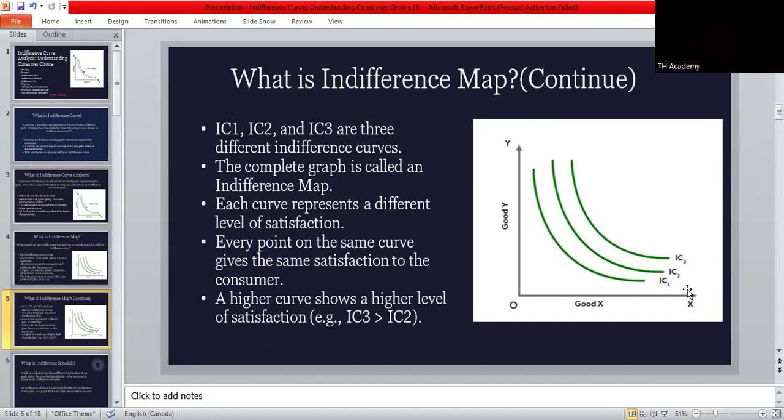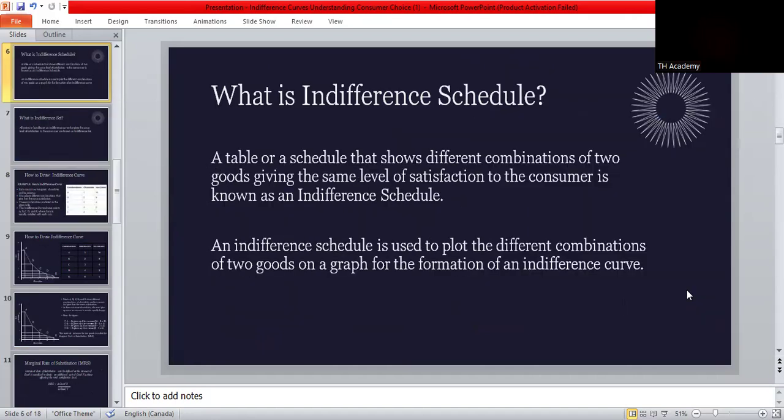Now let's understand what an indifference schedule is. An indifference schedule is like a table that lists different combinations of two goods that give the same satisfaction. We use this schedule to plot points on a graph, and when we connect those points, we get the indifference curve. It's a simple way to move from data to a visual diagram.